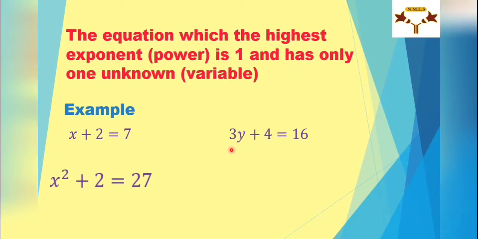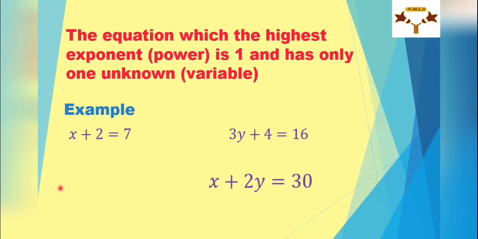Here in this example, x to the power 2 plus 2 equals 27. This equation is of the second degree because x is to the power 2. And here x plus 2y equals 30. This equation has two unknowns or two variables. So this is not related to our lesson today.